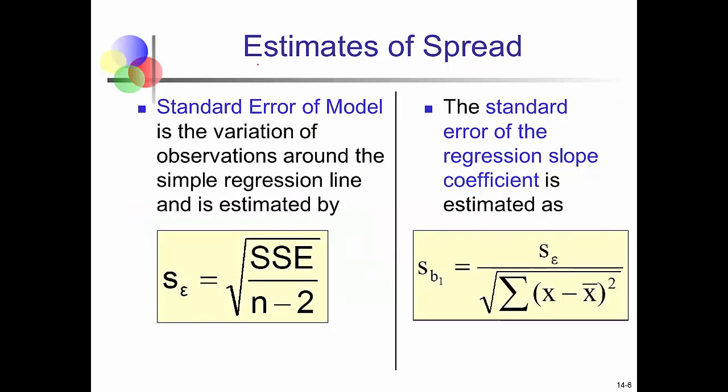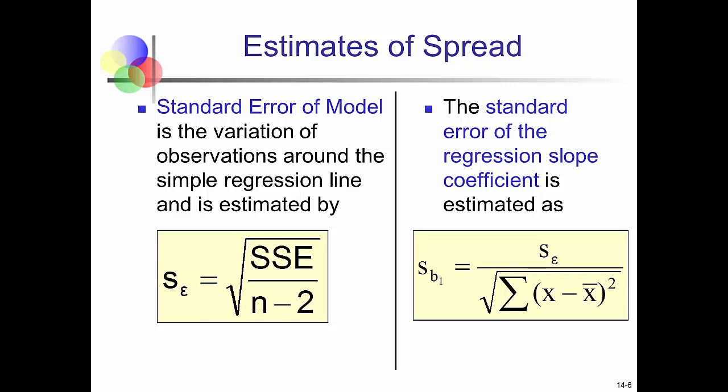Before we can talk about hypothesis tests for the individual beta, we need to talk about some estimates of spread. So you'll see something called the standard error in the output from Excel and Minitab. This standard error of the model is the variation of the observations around the regression line. We denote that S sub E, standard error, and it's really just the square root of that sum of squares error divided by the associated degrees of freedom. This is going to tell us about how far off our estimate could be expected to be from the regression line, from the predicted value we get from a regression equation.